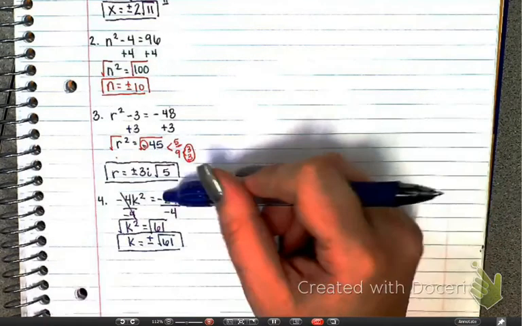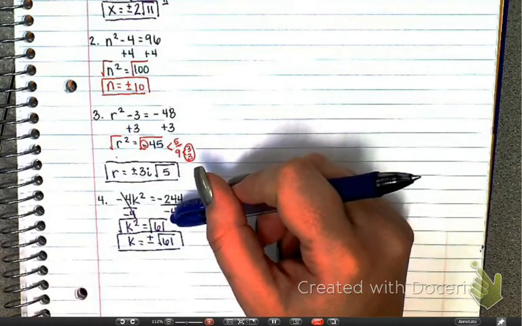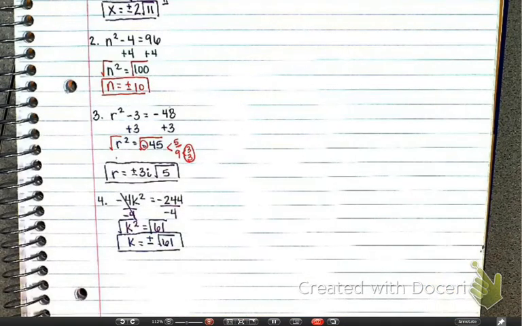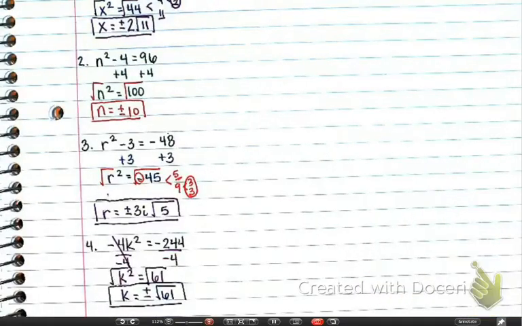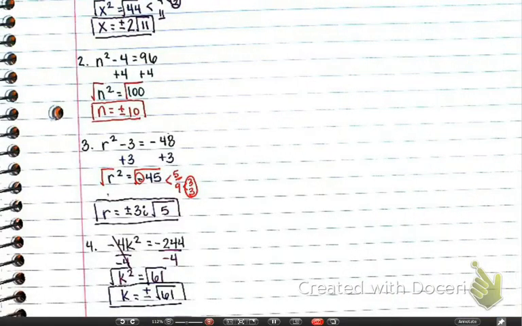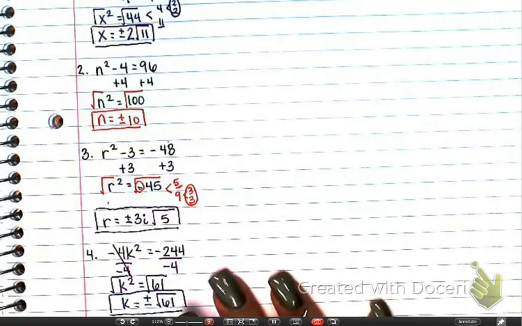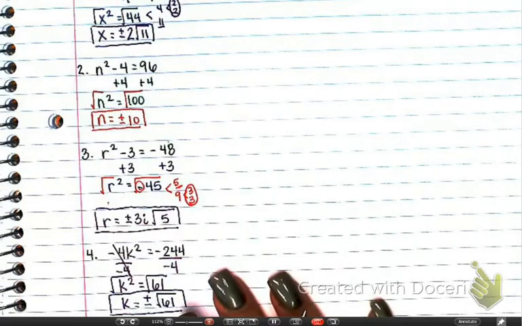Because it's a negative divided by a negative, I don't have an i in this one, right? Because it's positive. You okay with that? Okay, so you tried this. Oh, nope, let's do this one together.